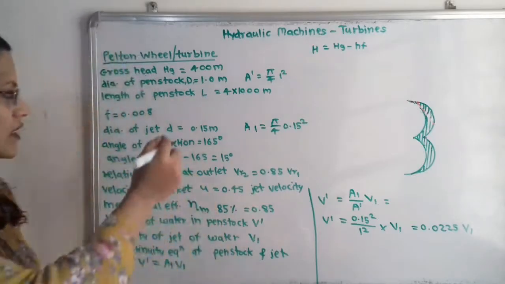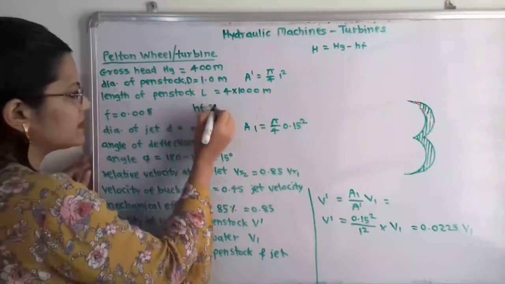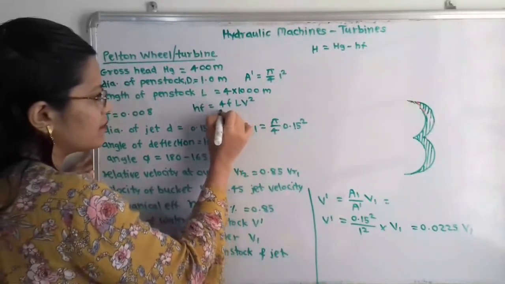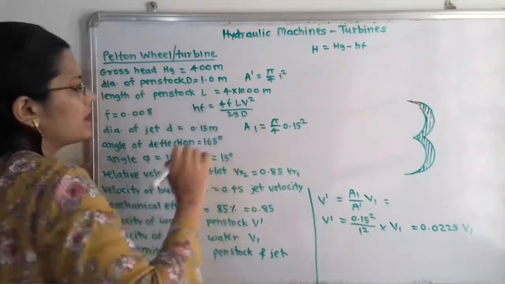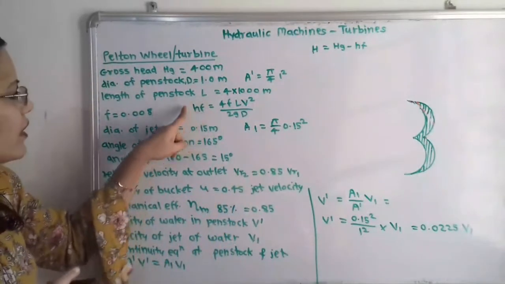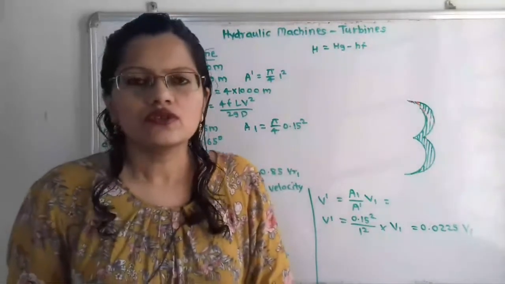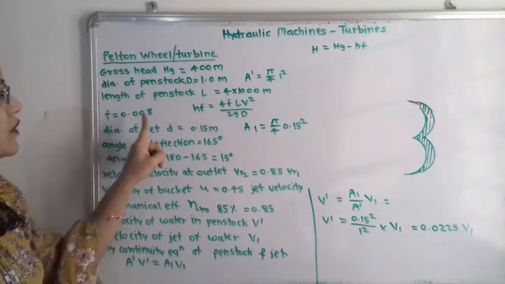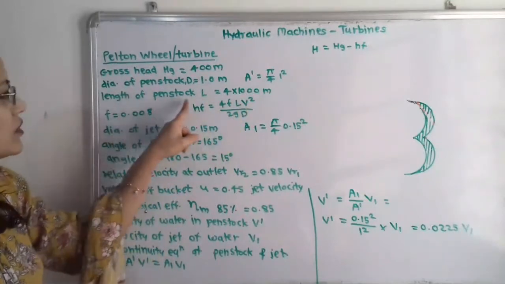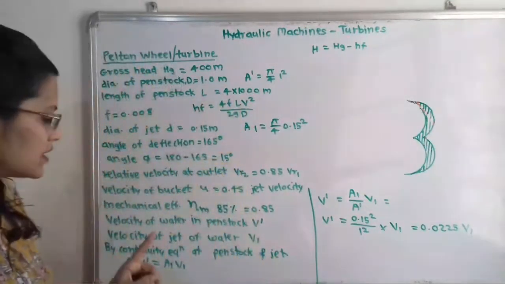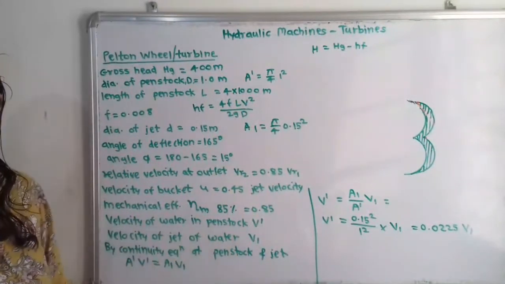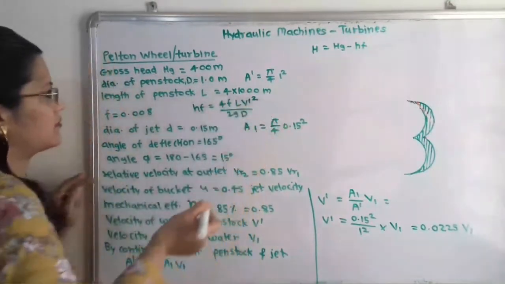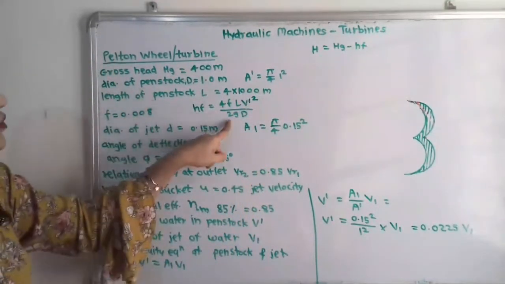So how do we calculate this? What is the formula? Hf is equal to 4 f L V square by 2 g D. Now, the head loss due to friction needs L, the length of the penstock, f, the coefficient of friction, and the velocity of water in the penstock. We will consider the velocity of water in the penstock as V dash, so I will write V dash square instead of V square, and then 2 g D.